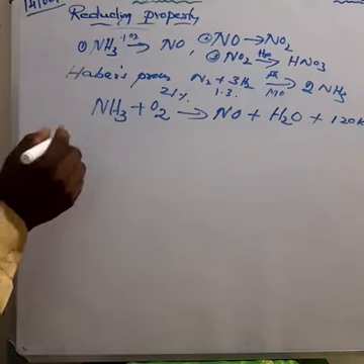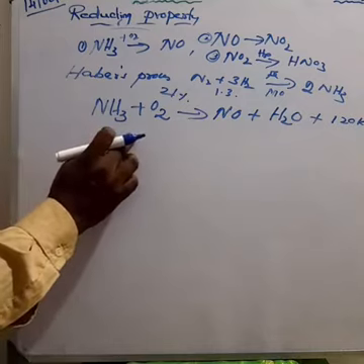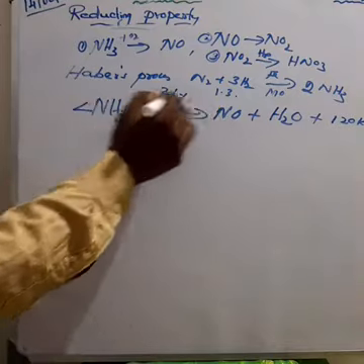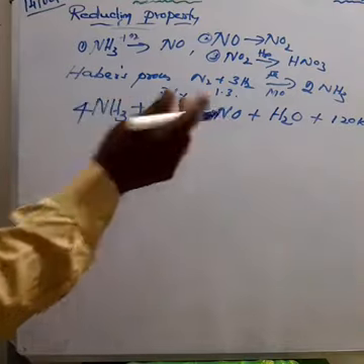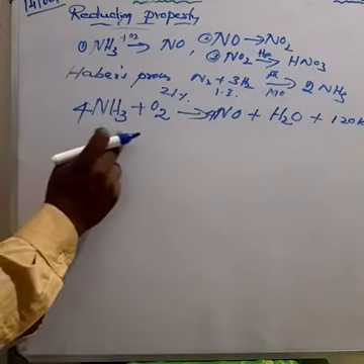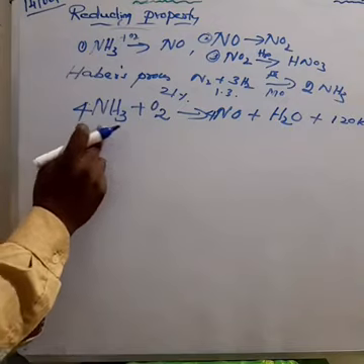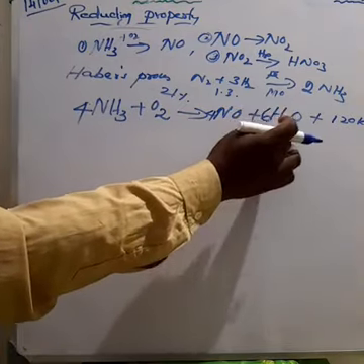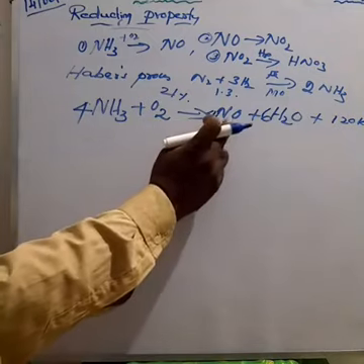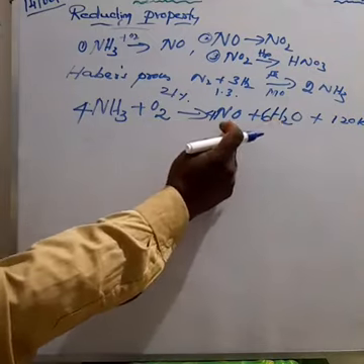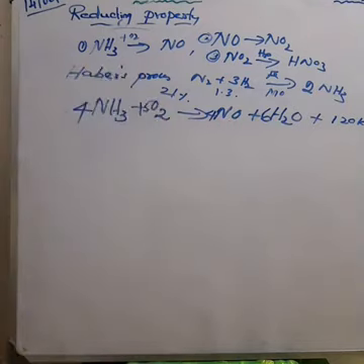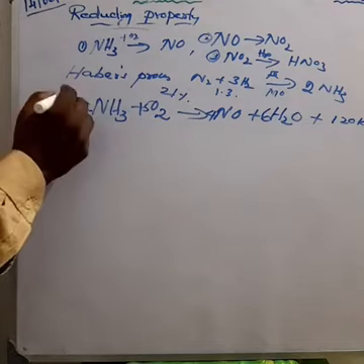The easiest way is to make it 4NO on the product side, so make it 4 ammonia on the reactant side. Now nitrogen is balanced. What about the hydrogen? 4 3s are 12. So come to the water molecule, 6 into 2 is equal to 12. What about the oxygen? Here 6 plus 4, 10. So make it 5 into 2. Now the equation is balanced. This is the first step.